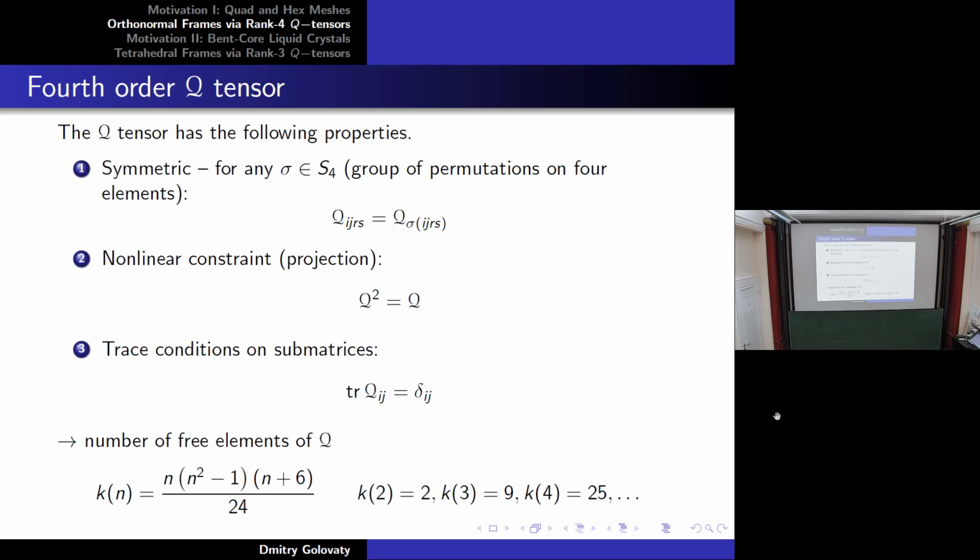You can verify that this tensor will satisfy the condition that it is a projection. So if you square it, it is going to coincide with the tensor itself. And because the vectors out of which you constructed the tensor are orthonormal, each block of the fourth order tensor is going to be either trace free or have trace 1. Sorry, what do you mean by squaring a fourth order tensor? So think about it as you reshuffle the elements to have an n squared by n squared matrix, and then just take a product of 2 matrices.